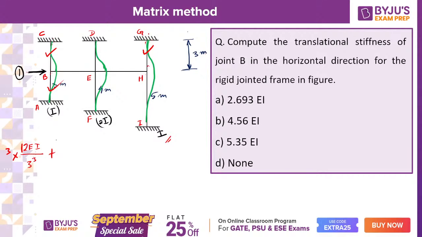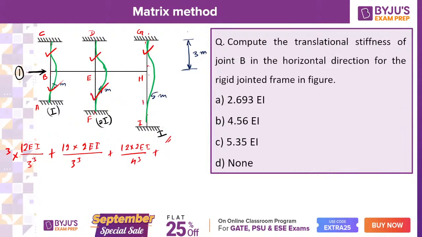Then plus what remains? For DE, 12 EI is actually 2 EI, so 12 times 2 EI by L cube. L cube is still 3 cube. Then this is also considered. For EF, it is 12 EI, once again 2 EI, 12 EI by L cube. This is 4 cube. Then plus. So this is also done.